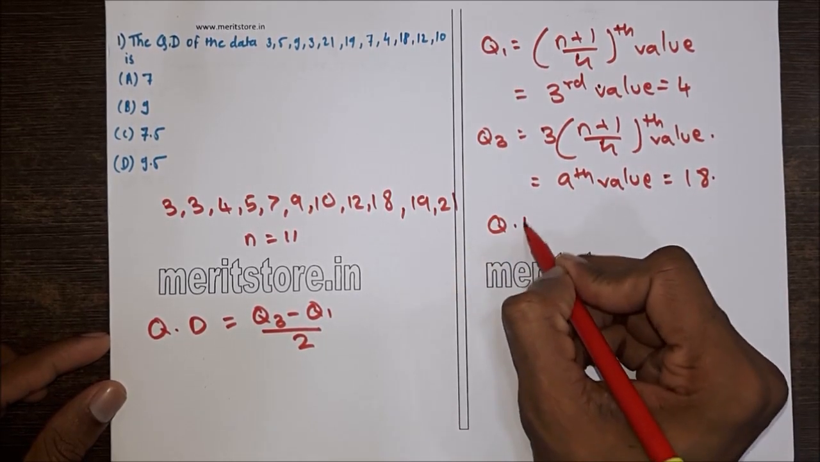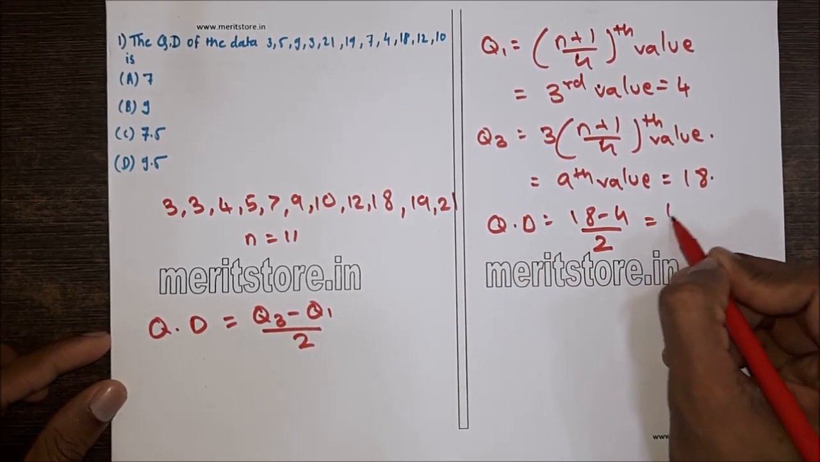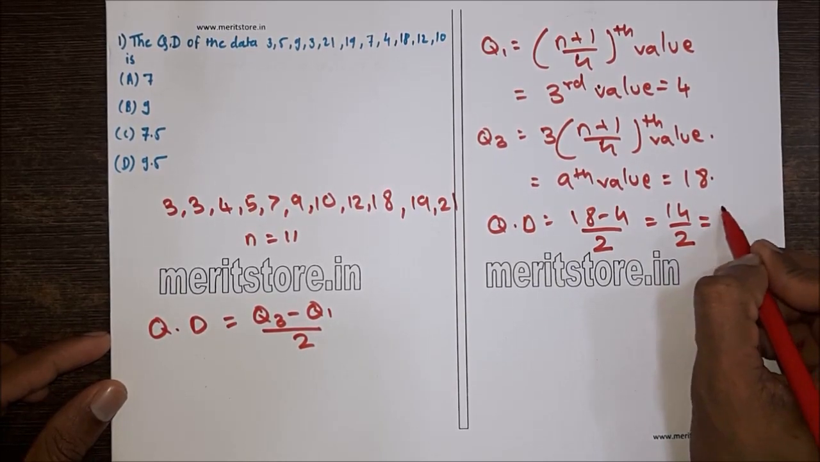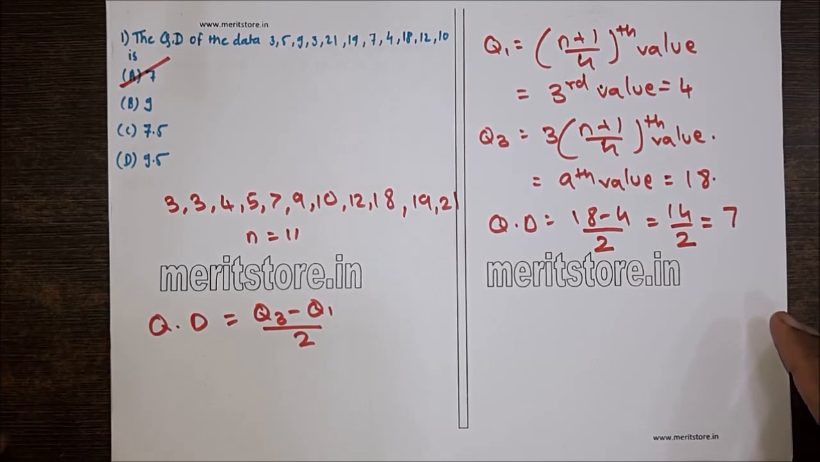We get QD equal to (18 minus 4) upon 2, which is equal to 14 by 2. Solving it, we get 7, which is our option A. Therefore, option A is the correct answer.